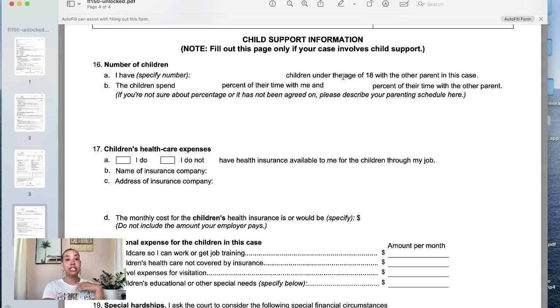If you do have children, you need to list on number 16, how many kids do you have? About how much time do they spend with you versus their other parent? Sometimes people put 50-50, 99-1. Other times people leave that part blank and they fill in this section. Because it says if you're not sure about percentage, or it's not been agreed upon, describe your current plan here. Describe your parenting schedule here. So people write a couple sentences. This is what's happening in our house, or we're still in the same house, or we're trying this plan. They want you to put something there. If you don't put something there, they're going to kick it back.